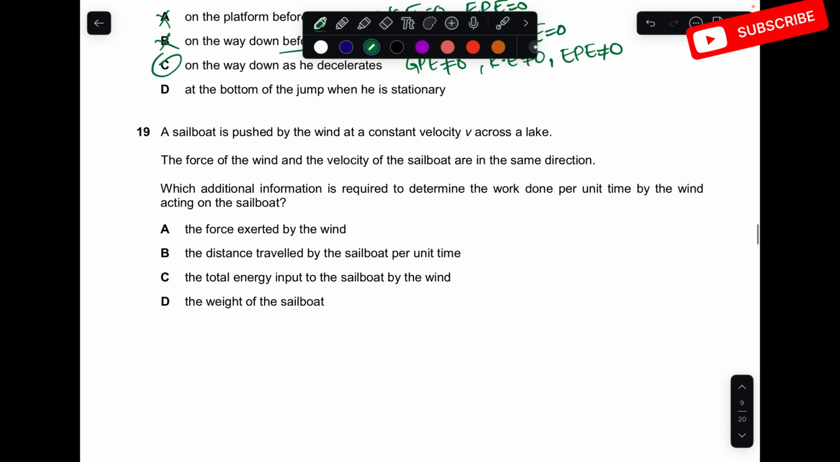Question 19. A sailboat is pushed by the wind at a constant velocity v. The force of the wind and the velocity of the sailboat are in the same direction. Which additional information is required to determine the work done per unit time? Basically, they're not naming it, but they are asking you about the power. So v is given, and we know P is F into v. If v is given, you need the force. So it's very easy, option A is correct.